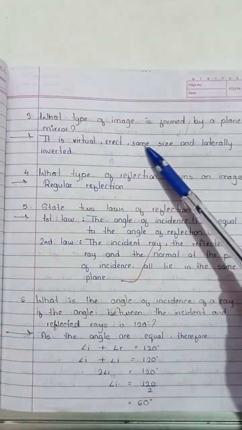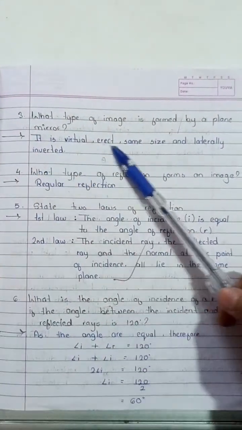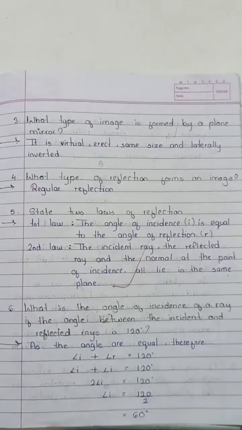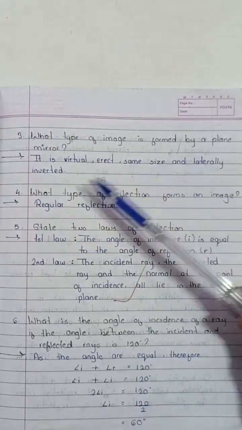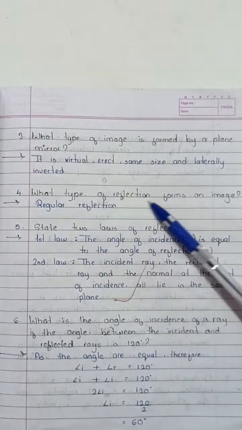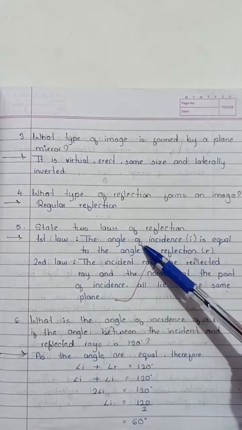Third, what type of image is formed by the plane mirror? It is virtual, erect, same size, and laterally inverted. Fourth, what type of reflection forms an image? Regular reflection. Fifth, state two laws of reflection.